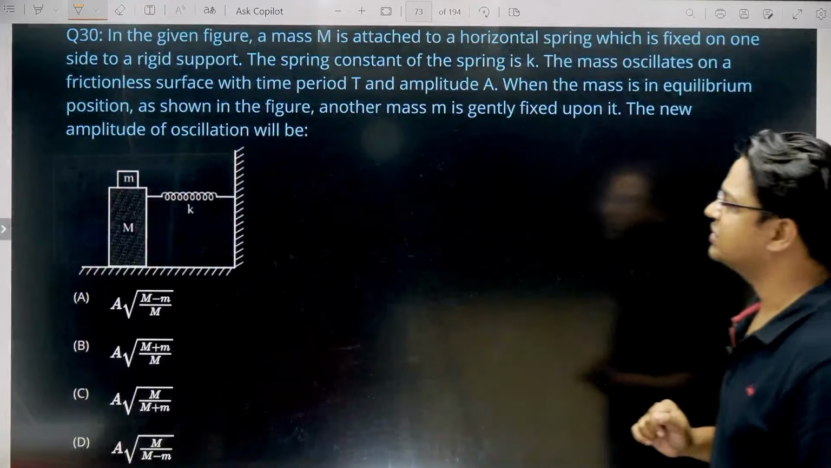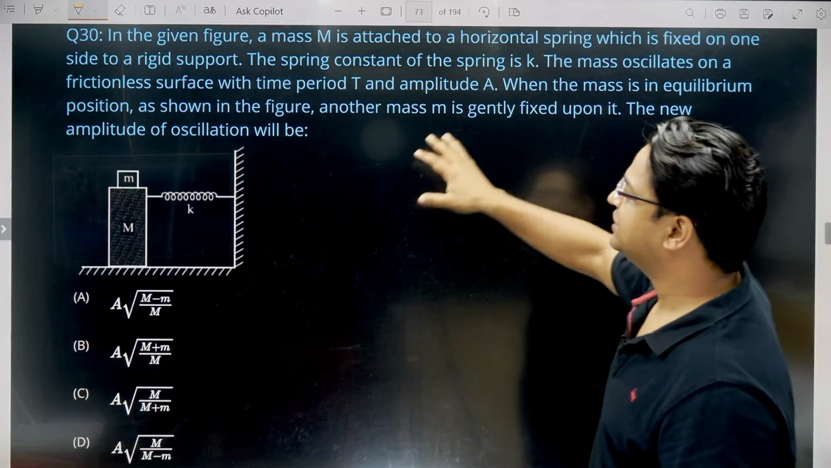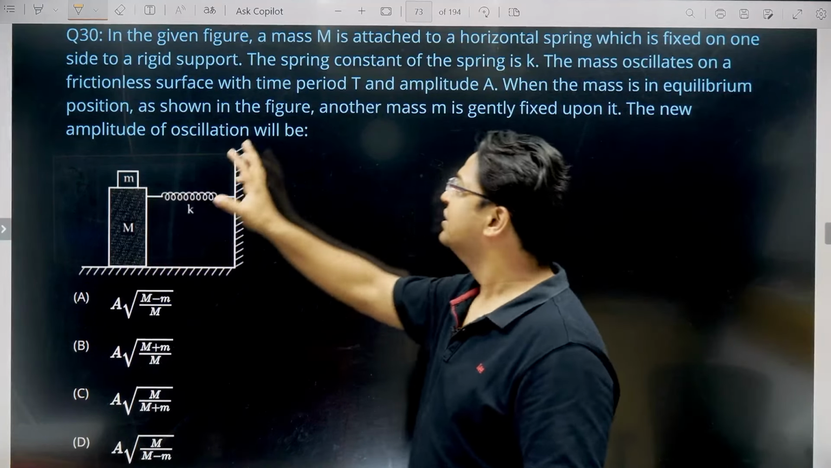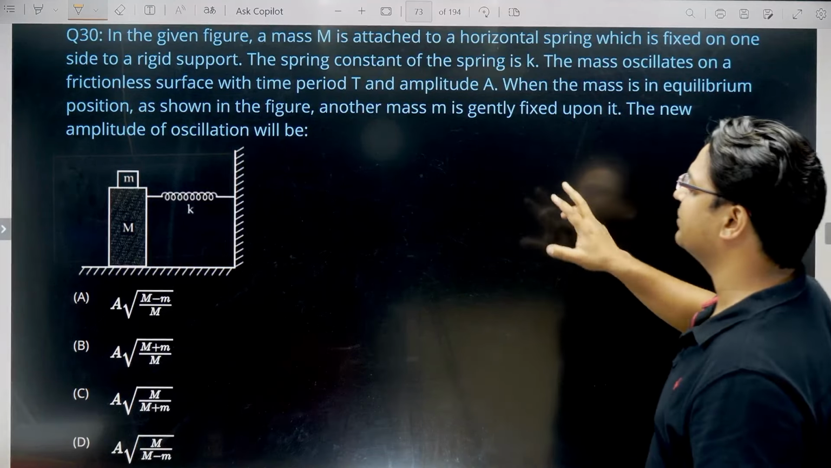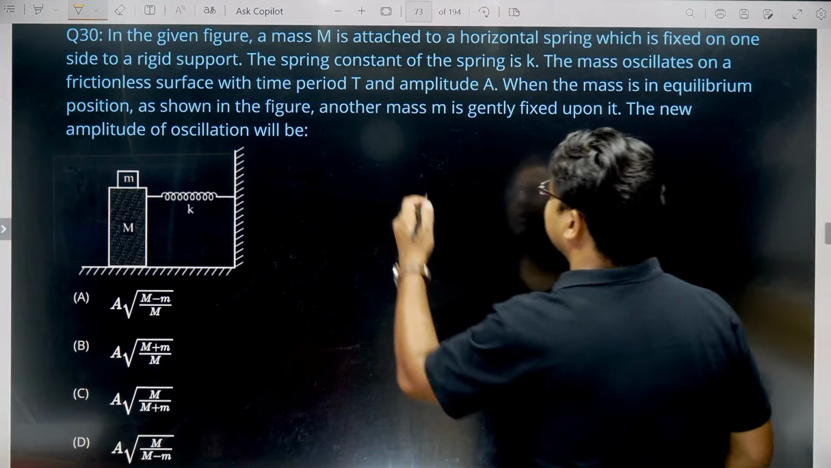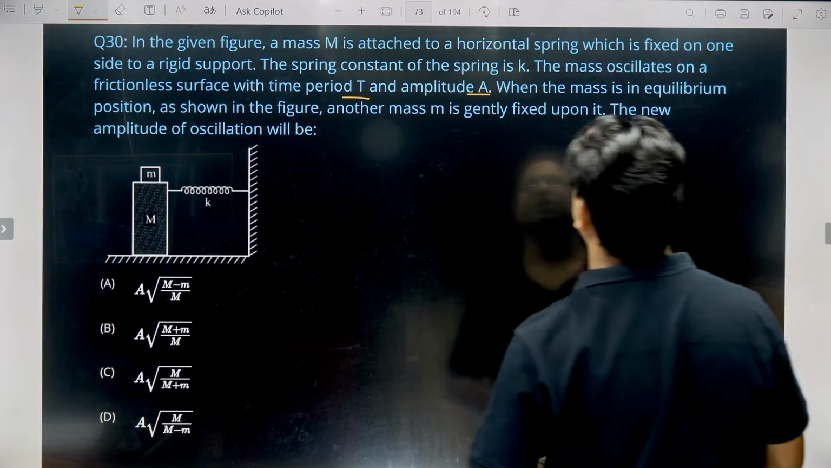This question says that in the given figure, a mass m is attached to a horizontal spring which is fixed on one side to a rigid support. So there is a spring, there is a mass. The spring constant of the spring is k. The mass oscillates on a frictionless surface with the time period t. So the time period is given to us, and the amplitude is given to us.